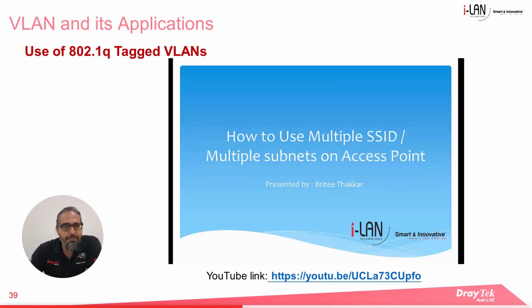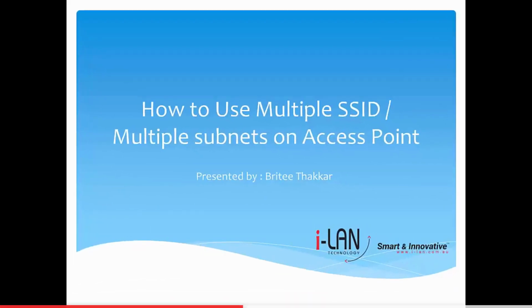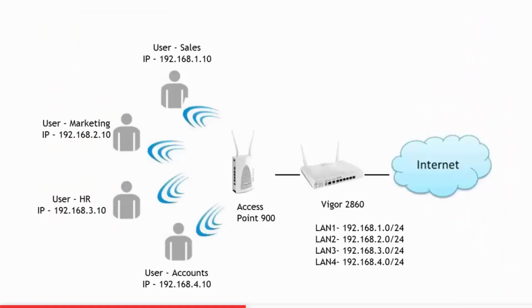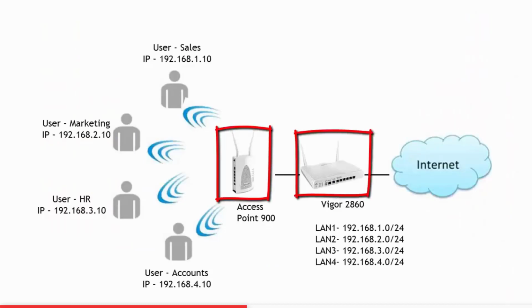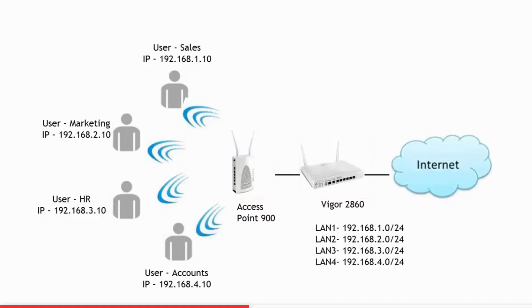Hey everyone, this video demonstrates how to set up your access point with multi-SSID. We can set up multi-SSID to separate wireless clients to different subnets. Here in this example, the EP connecting to a router has multiple subnets and it is passing traffic via trunk port. We will configure EP900 and VIGA 2860 one by one.